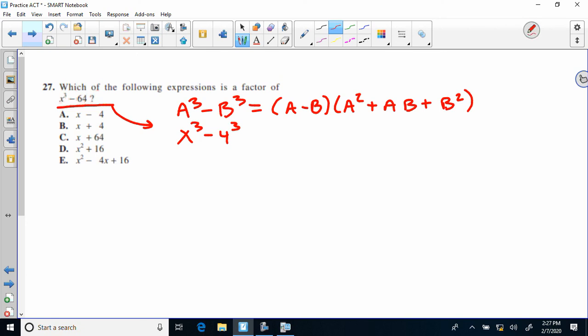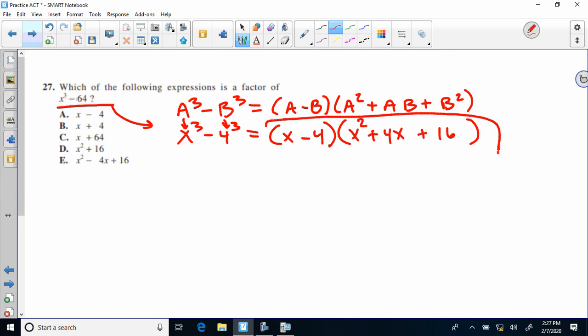4 cubed, because 4 cubed is the exact same thing as 64. And I would say, everywhere there's an a, I write x, so I write an x there, x here. Everywhere there's a b, I write 4, so I put a 4 here, a 4 here, and 4 squared, which is 16. And then whatever signs were above there, I just write them in. This is what it factored to.